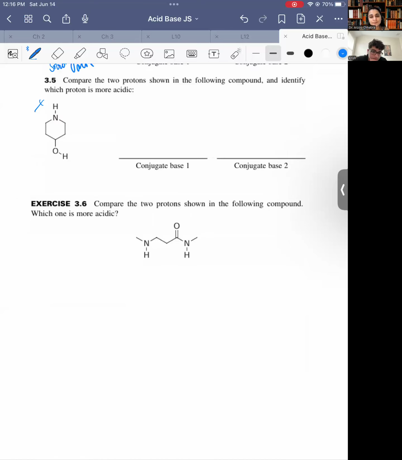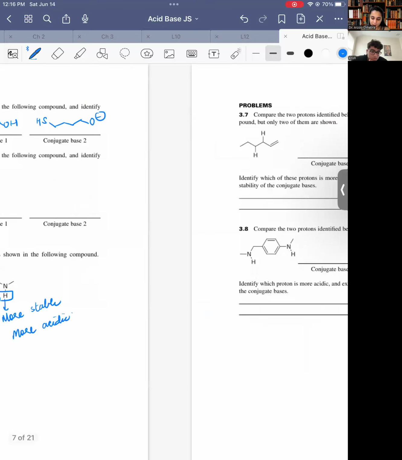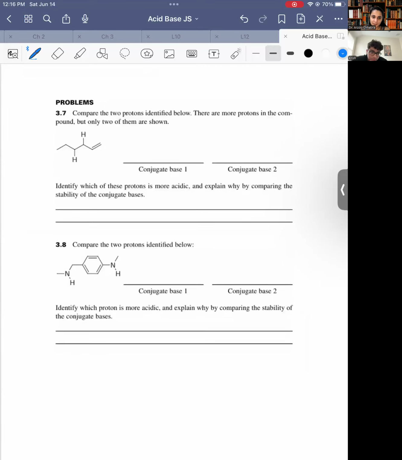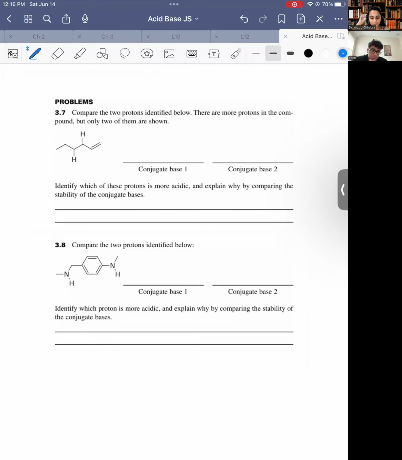3.6. Yeah, for this one, since you have double, single, and the lone pair, there's resonance in the nitrogen on the right. That just indicates that it's more stable. More stable, that one would be more acidic. Perfect. Okay. Next one. What about over here? 3.7. Yeah, the top hydrogen is more stable due to resonance again.